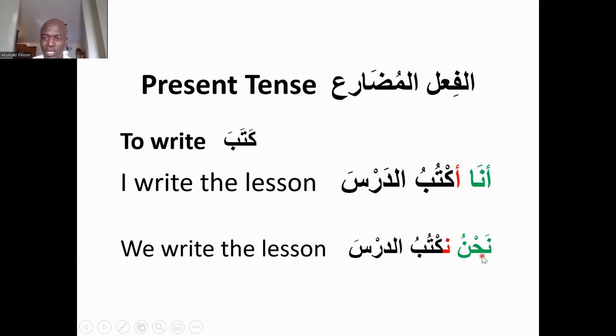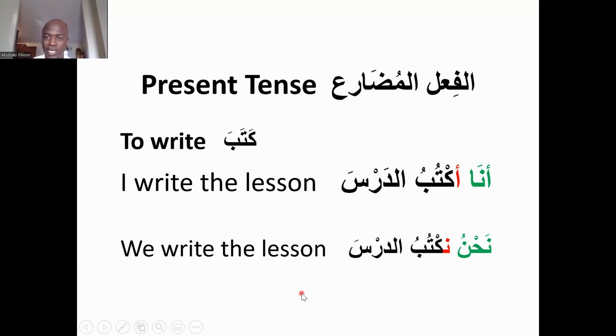So let's move to the second one here. نحن نكتب الدرس. نحن is we, and naktub, we insert the noon, and then we add the verb kataba as is. نحن نكتب الدرس. We write the lesson. These two examples are talking about the first person. The first person is I, the speaker. So the speaker will be the first person, whether it's I or we. That's how the present tense is conjugated in the first person.